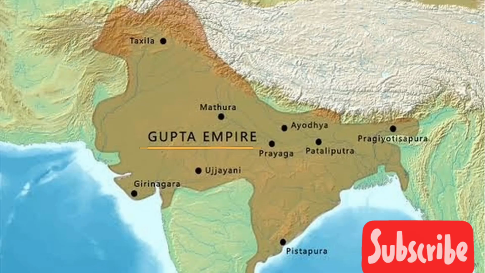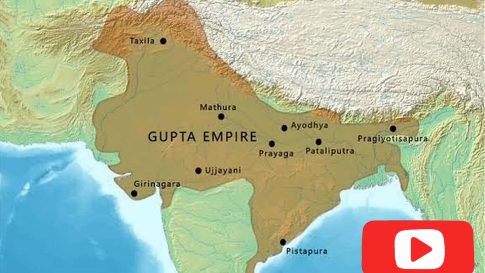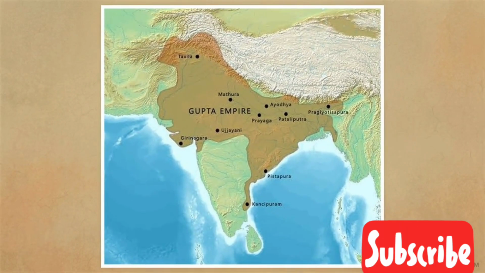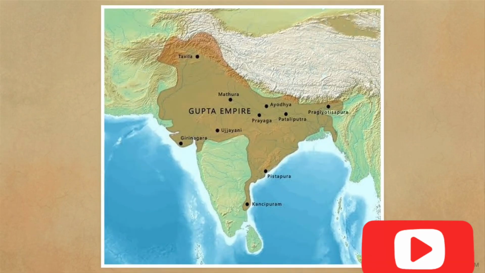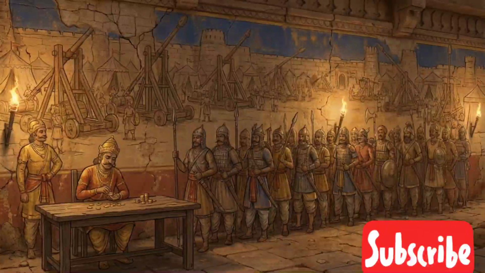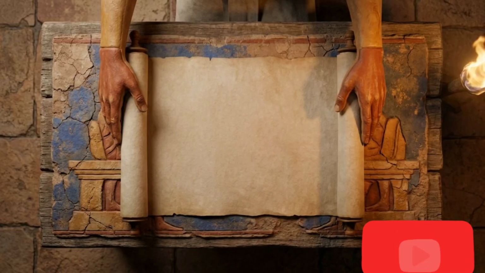This map of the unified Gupta Empire shows the sheer scale of the territory Samudragupta consolidated. By the end of his reign, he had drawn a single boundary around the majority of the Indian subcontinent. While the Guptas conquered a massive territory, they realized that traditional military occupation was too expensive to sustain. They needed a more efficient way to govern.